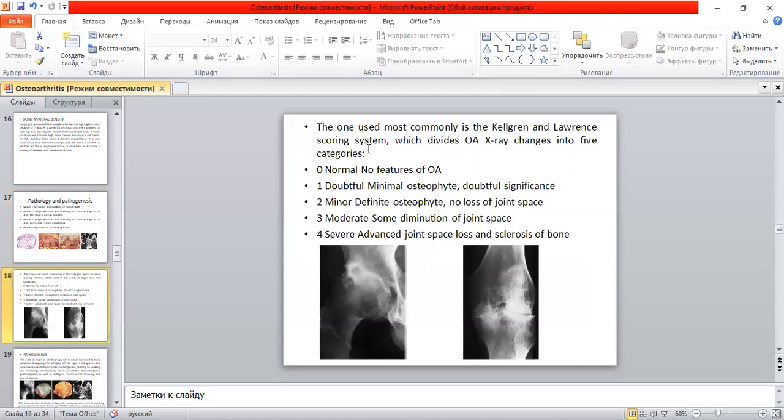The one used most commonly is the Kellgren and Lawrence scoring system, which divides osteoarthritic X-ray change into 5 categories. 0, normal, no features of osteoarthritis. 1, doubtful, minimal osteophyte, doubtful significance. 2, minimal, definite osteophyte, no loss of joint space. 3, moderate, some diminution of joint space. And 4, severe, advanced joint space loss, loose bodies and sclerosis of bone.